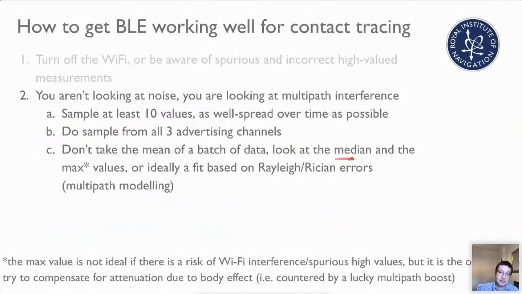So there are better metrics. In an emergency, if you're knocking something up quickly and just trying to push it out the door, then simple metrics like using the median or the max are better than using the mean. Certainly using the max if you've got rid of this Wi-Fi interference problem I mentioned earlier. But it's much better to generate a proper estimator using the known complicated error statistics of multipath. And there are plenty of books on how to use Rayleigh and Ricean error statistics to do multipath modeling correctly.